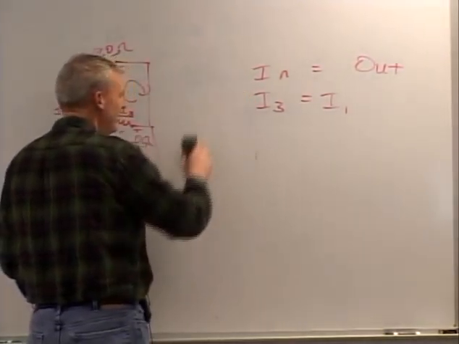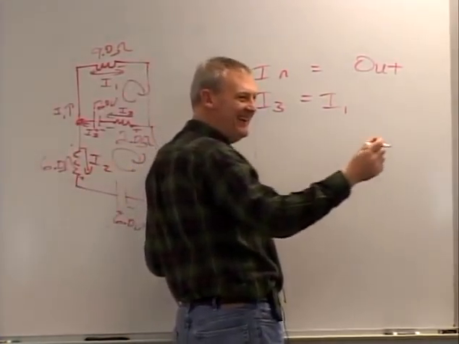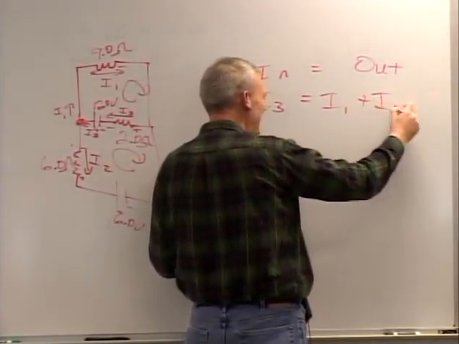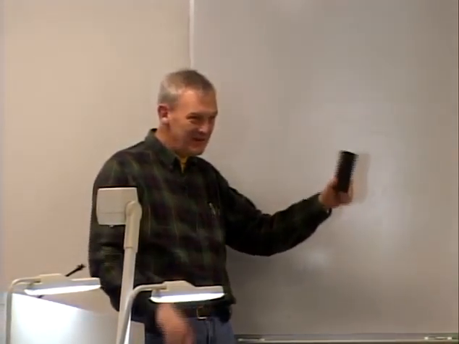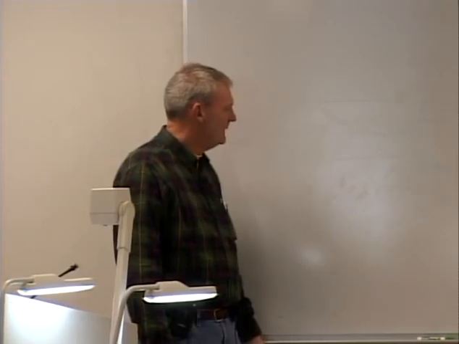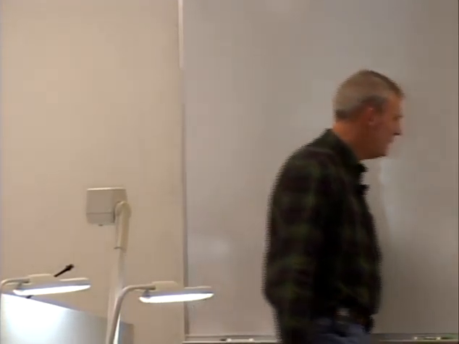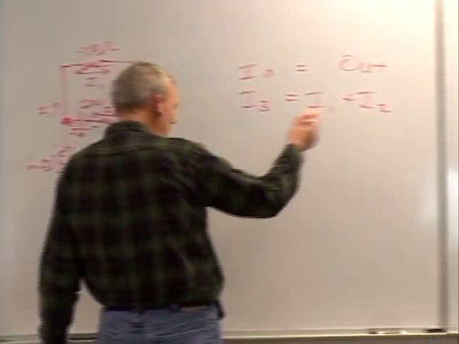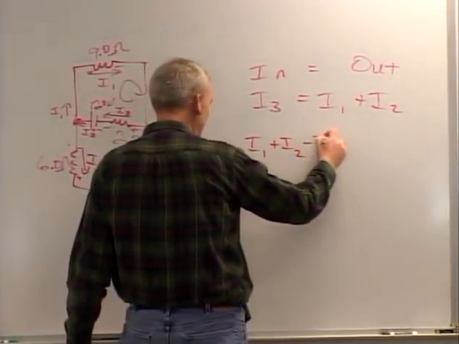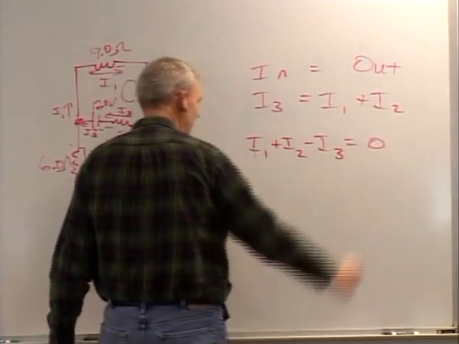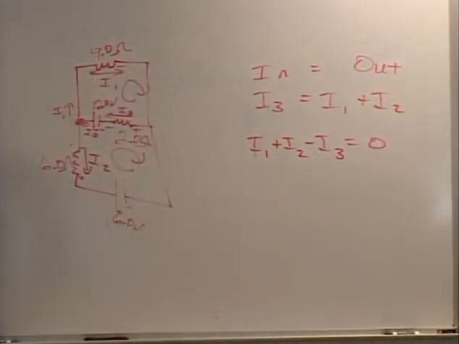So I'm going to go back to what we had originally. It was wrong originally, now it's right, because of the way we've drawn this. Good. So what I'm going to say is that I1 plus I2 minus I3 equals 0. That's my equation, okay? And there's a method to my madness for doing it this way.